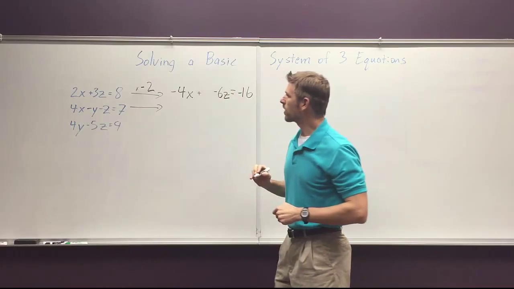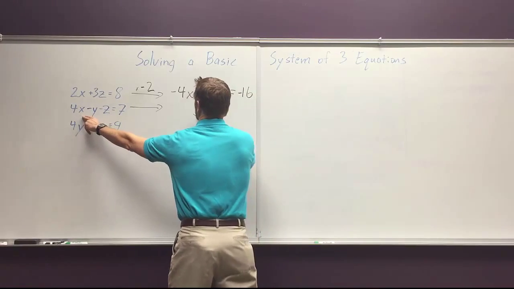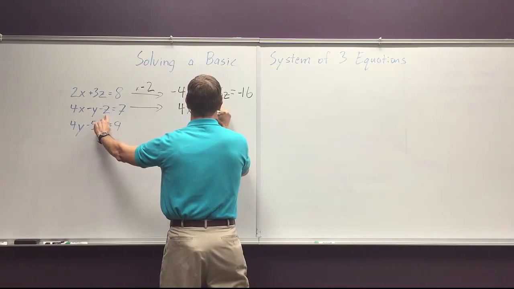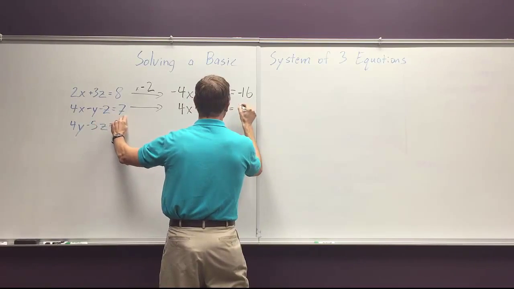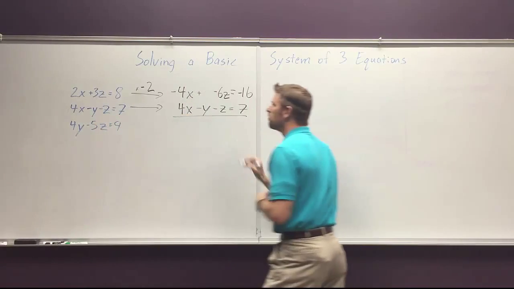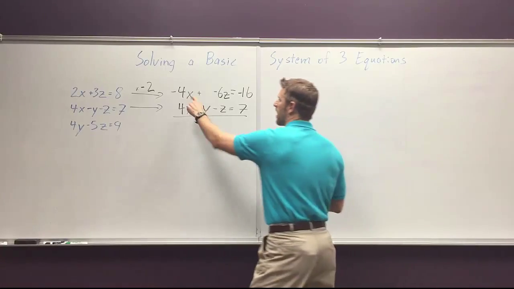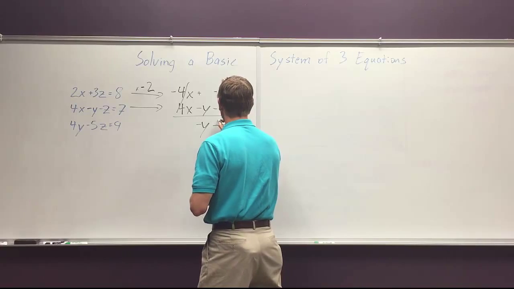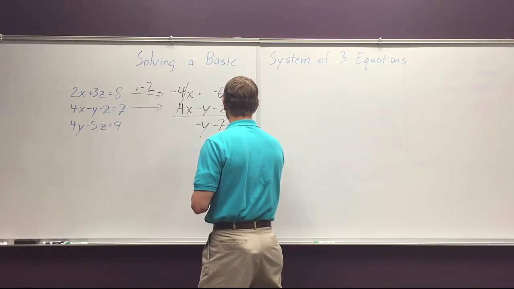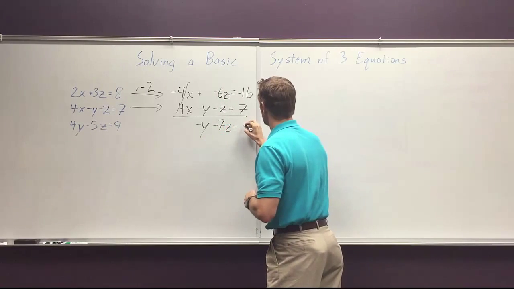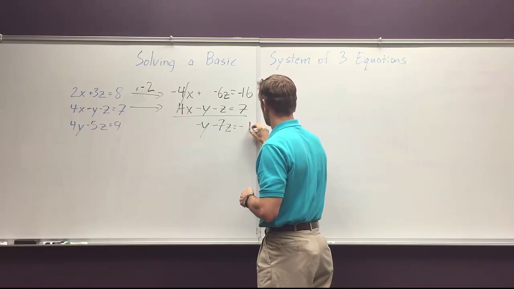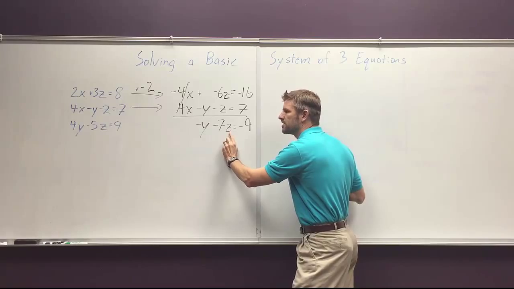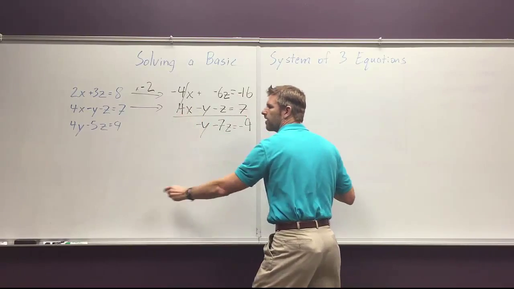Then here, what I have is, I'll just take the same equation, 4x minus y minus z equals 7. I can combine those two equations, and these cancel. I get -y minus 7z equals, what is that, -9. Now I have an equation with y and z. I shaved off the x there.